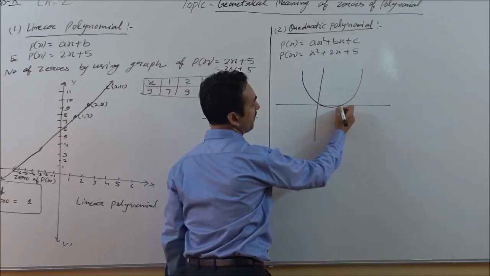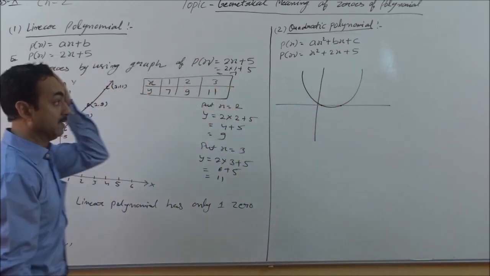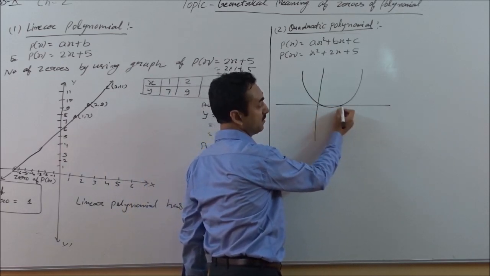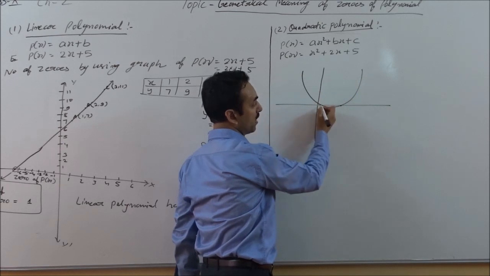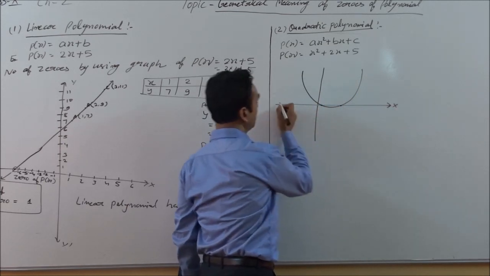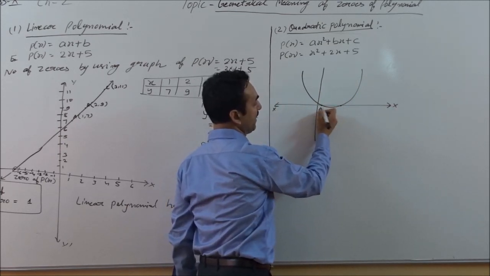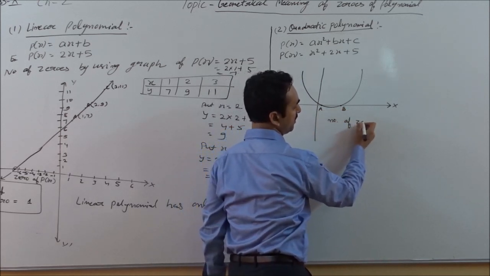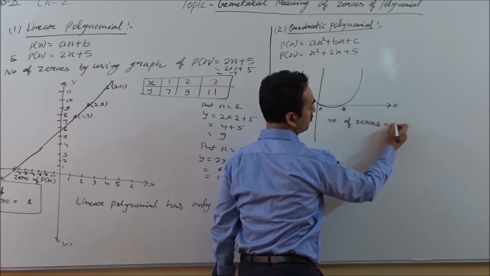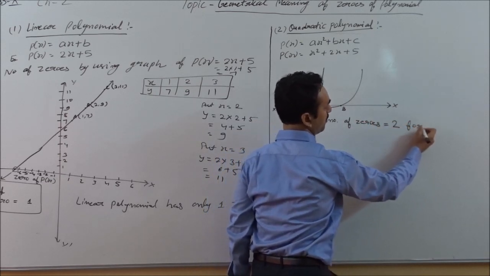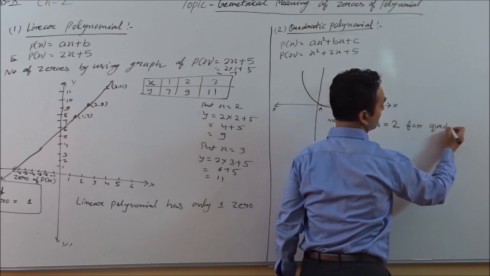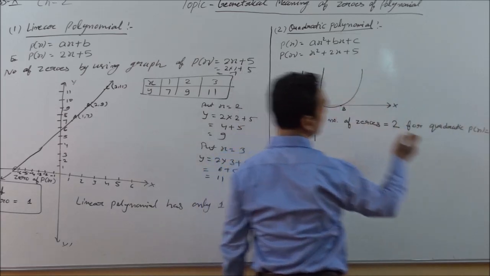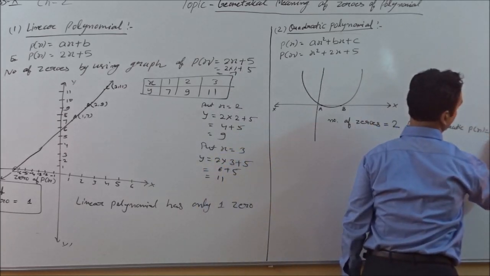There are so many different cases. First is this one. You can see here how many zeros, how many points. The parabola graph is crossing the x-axis at 2 points, A and B. So the number of zeros is equal to 2 for the quadratic polynomial p(x) equals x square plus 2x plus 5.